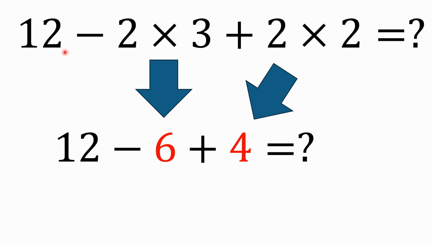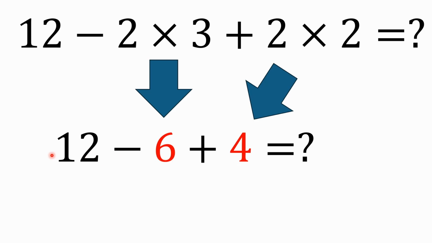And we look, we don't have any parentheses, we don't have any exponents, factorials, square roots, but we do have multiplication. There's no division here, but we do have multiplication. We have 2 times 3, we have 2 times 2. 2 times 3 is 6, 2 times 2 is 4. So we're left with 12 minus 6 plus 4.